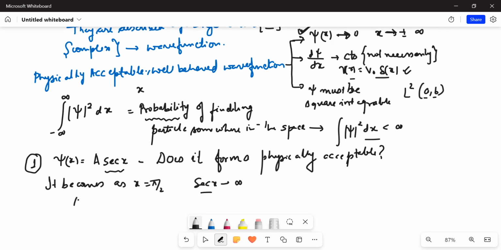Similarly, one can say that tan(x) will also not form a physically acceptable wave function, because as x tends to π/2, tan x would go towards infinity. In fact, it is also discontinuous at x equal to π/2.